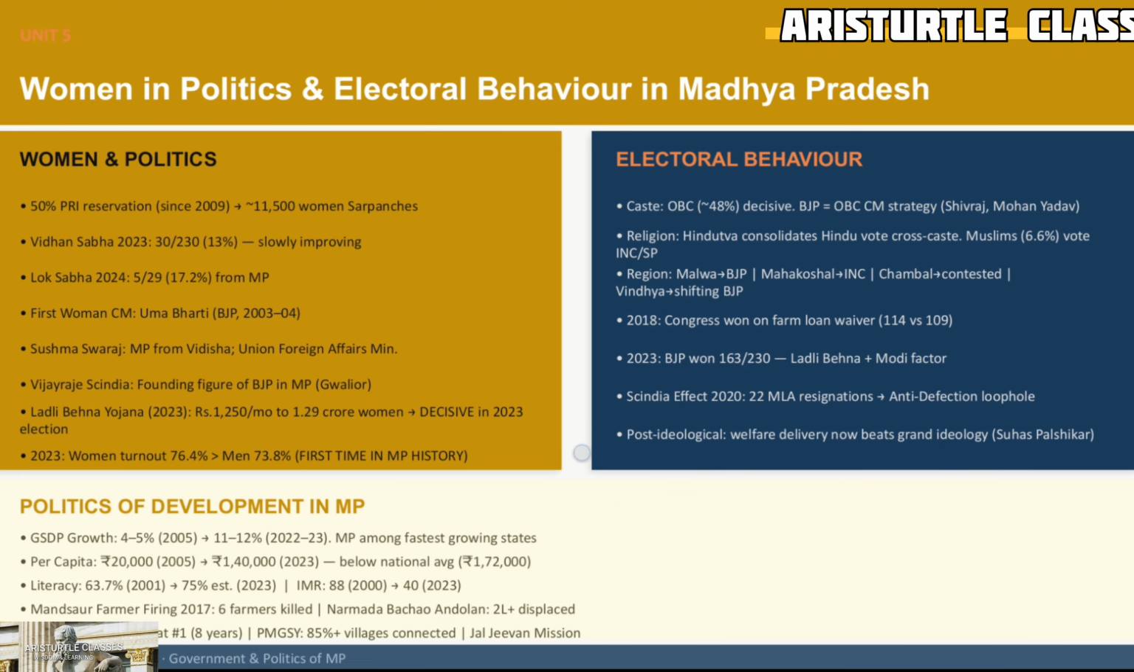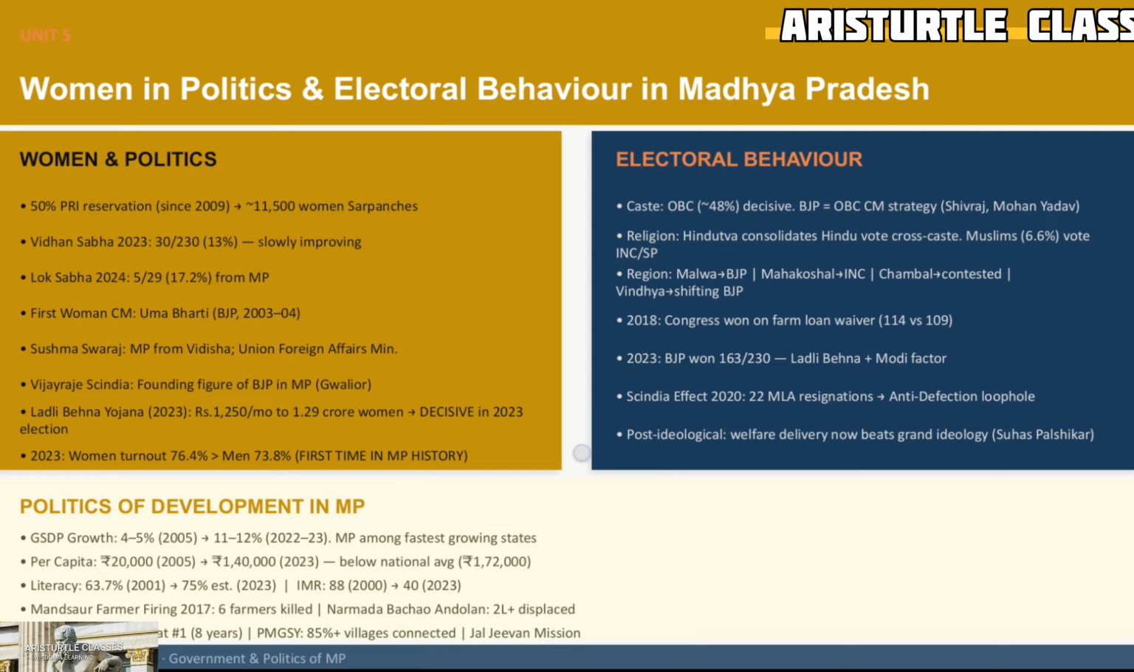Now, what about the women? So we have already given reservations to women in Panchayati Raj institutions in 2009. Now in Vidhan Sabha, the percentage of women is obviously more with respect to earlier elections. So we have 13% women in Vidhan Sabha right now. It would keep on increasing, as the central government has brought the Nari Shakti Vandan Adhiniyam, which will provide 33% reservation to women in Lok Sabha.